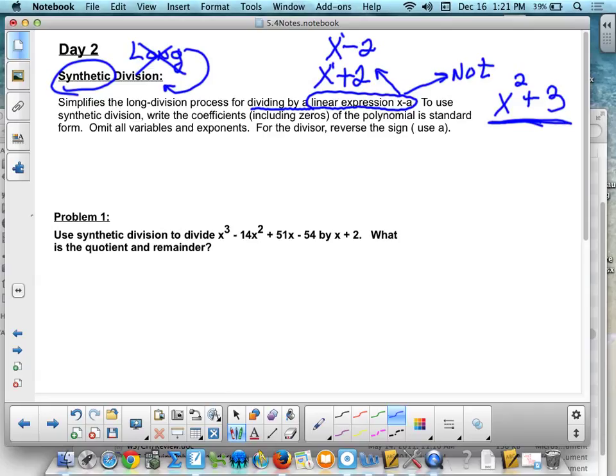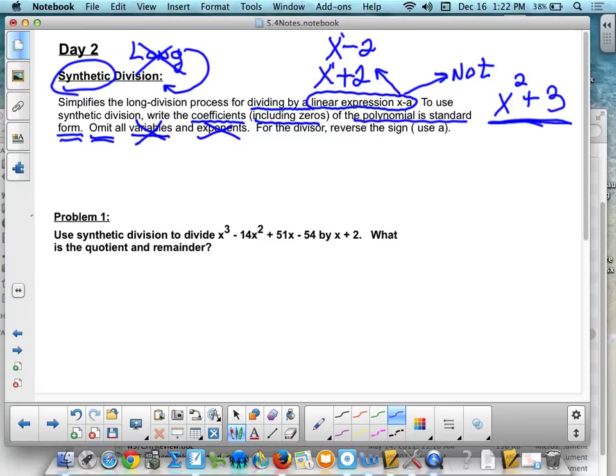It says, to use synthetic division, write the coefficients, including the zero coefficients, of the polynomial that's already in what form? Standard form. And I kind of read it slow because I'm coming back to this after I do this problem. And then I'll read it to you again and you'll go, oh, I get it now. Omit. It says omit all your what? Variables. Throw them out. Exponents. Throw them out. That's what they mean by omit.